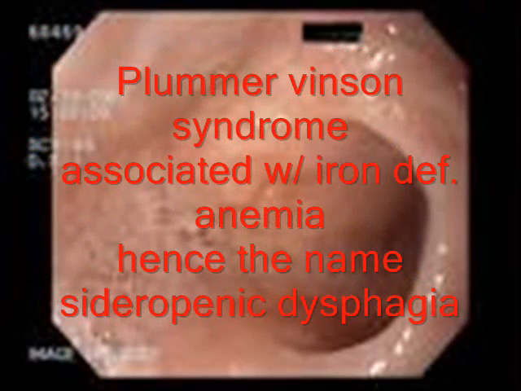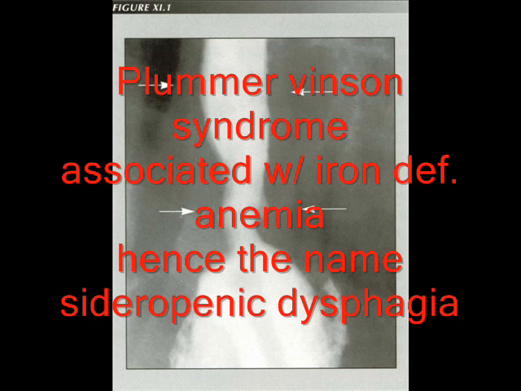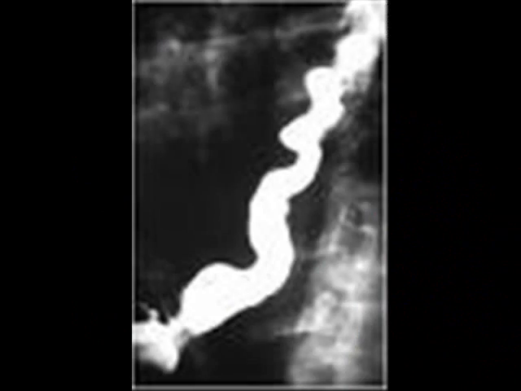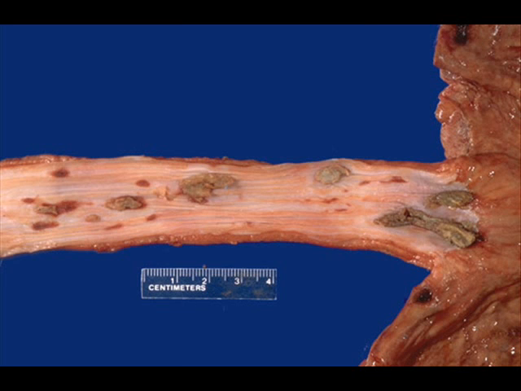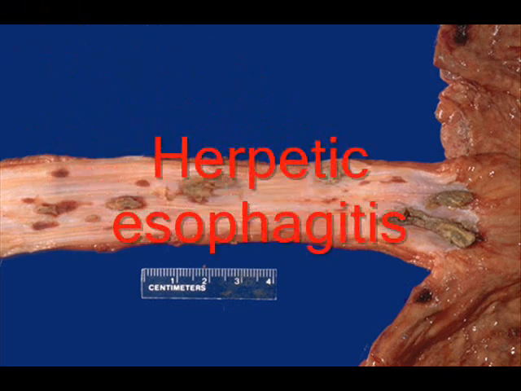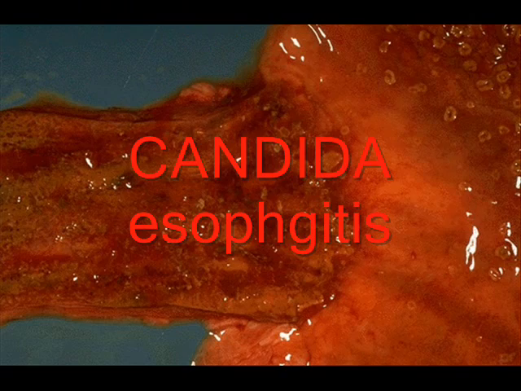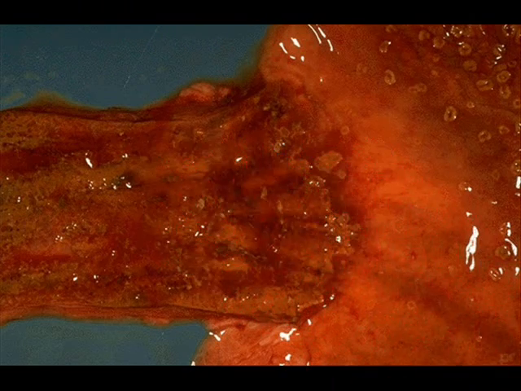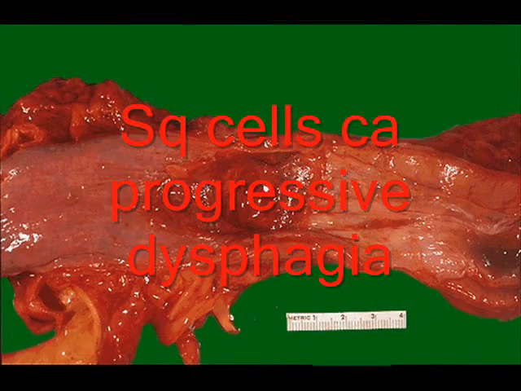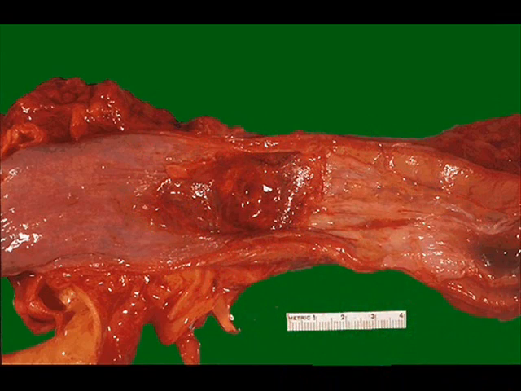The other one is Plummer-Vinson syndrome, which is associated with iron deficiency anemia and dysphagia. The nutcracker esophagus, or diffuse esophageal spasm, with characteristic chest pain, is also very important. Herpetic esophagitis and Candida esophagitis occur in immunocompromised patients. Squamous cell carcinoma is characterized by progressive dysphagia for solids and fluids.